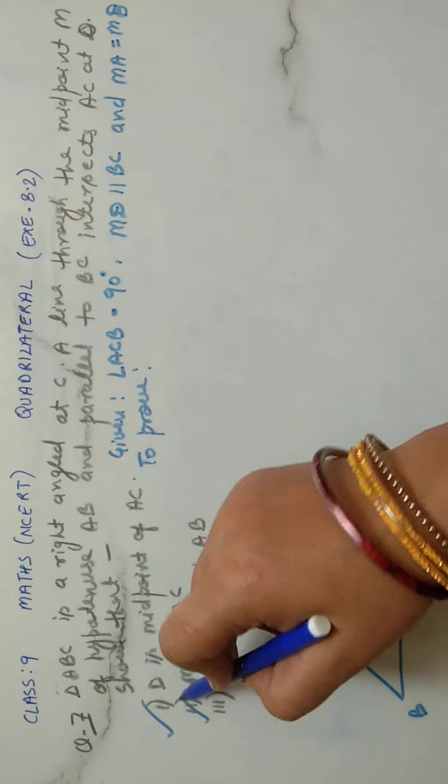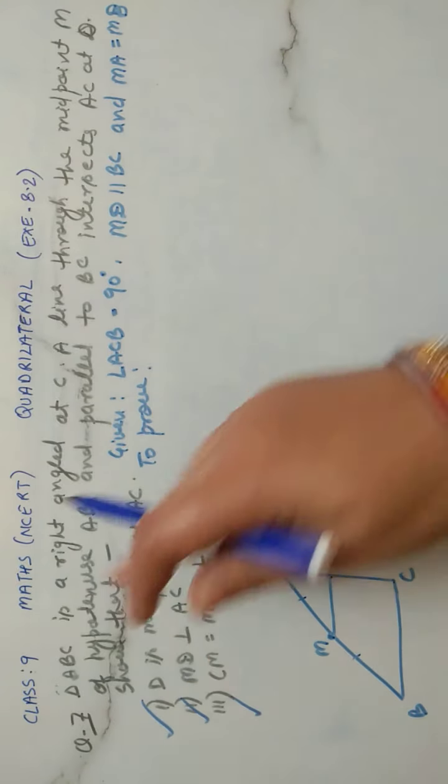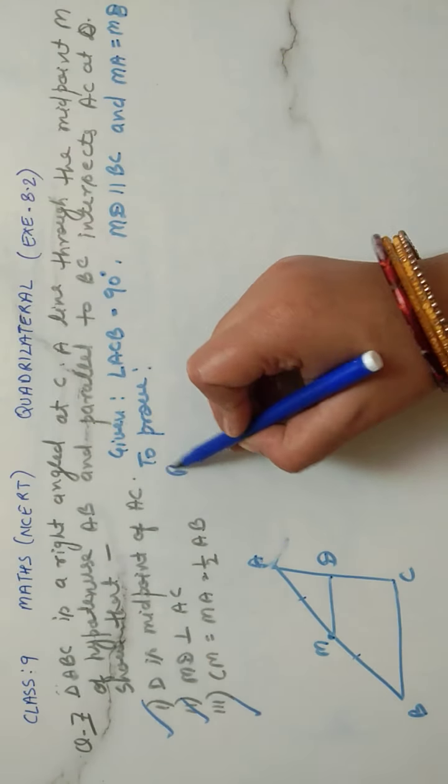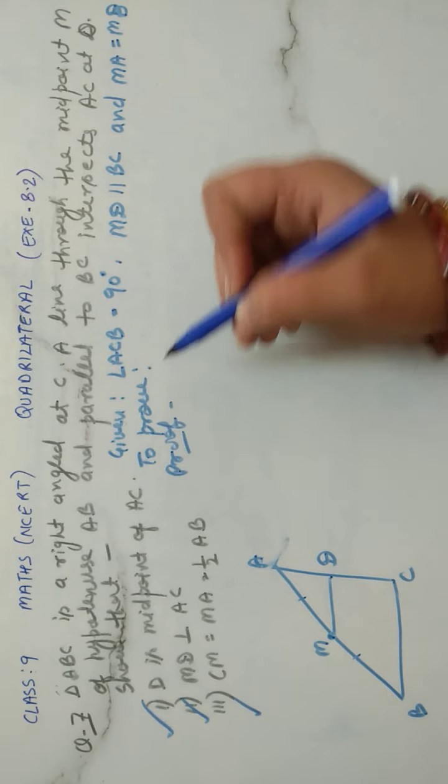We need to prove these three things. We will write it. To prove, we will write all these three things. Okay, now see the proof, how we will prove it.